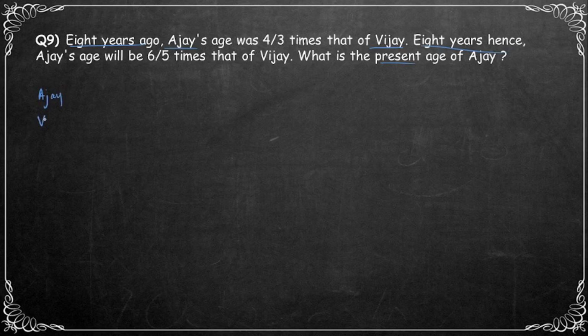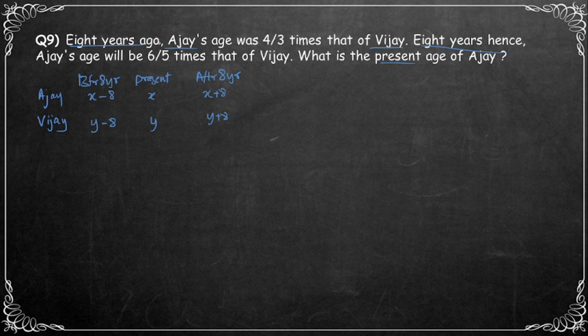Ajay, Vijay, present, after 8 years, that means in the future, and before 8 years, that means in the past. So if we take present ages as x and y, after 8 years it will be x plus 8 and y plus 8. Before 8 years means in the past, so ages will be less, that means we have to do minus, so x minus 8 and y minus 8.